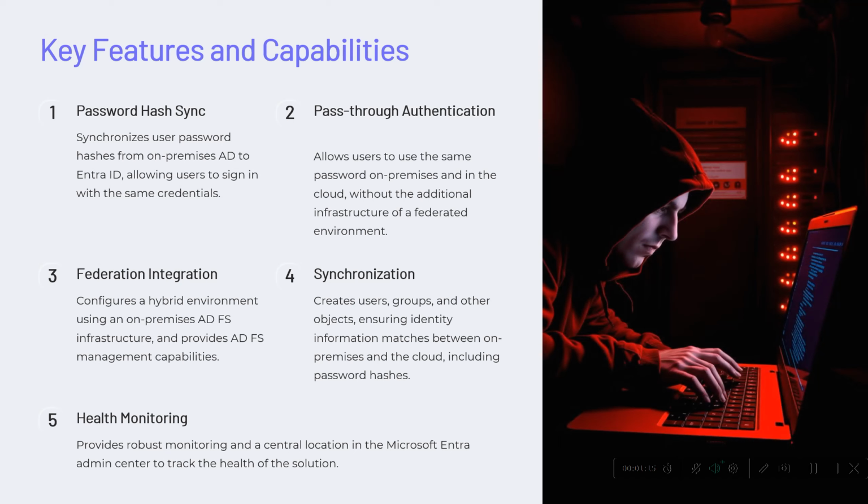We have password hash synchronization. This method synchronizes a hash of a user's on-premises Active Directory AD password with Microsoft Entra ID. Next, we have pass-through authentication. This method allows users to use the same password on-premises and in the cloud without requiring the additional infrastructure of a federated environment. Moving on to Federation integration.